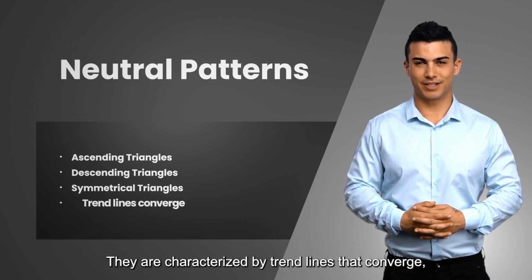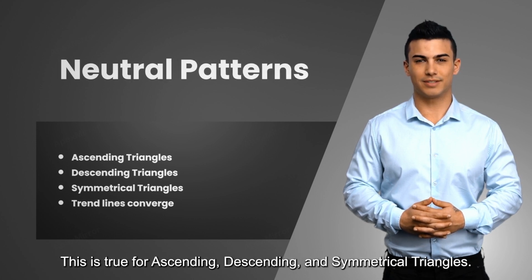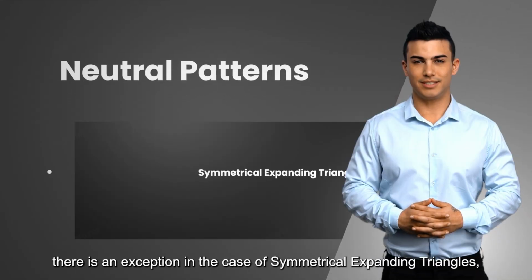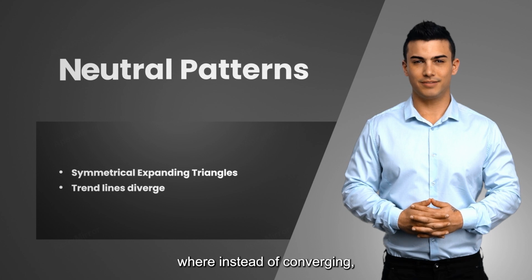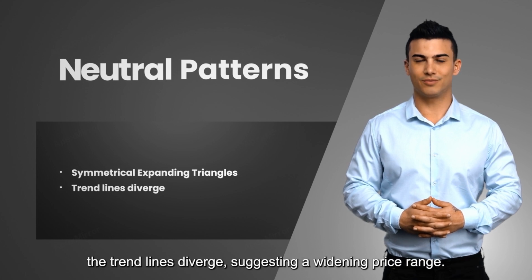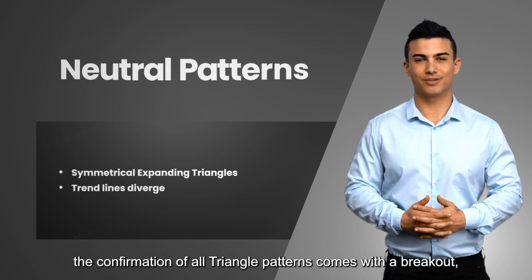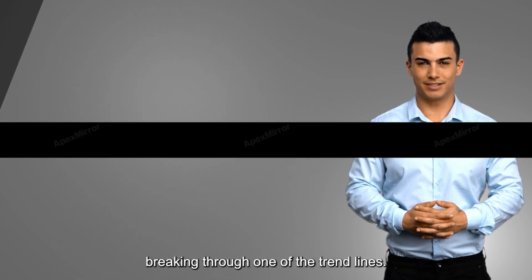They are characterized by trend lines that converge, indicating a narrowing price range as the pattern develops. This is true for ascending, descending, and symmetrical triangles. However, there is an exception in the case of symmetrical expanding triangles, where instead of converging, the trend lines diverge, suggesting a widening price range. Regardless of the type, the confirmation of all triangle patterns comes with a breakout, where the price moves decisively in one direction or another, breaking through one of the trend lines.